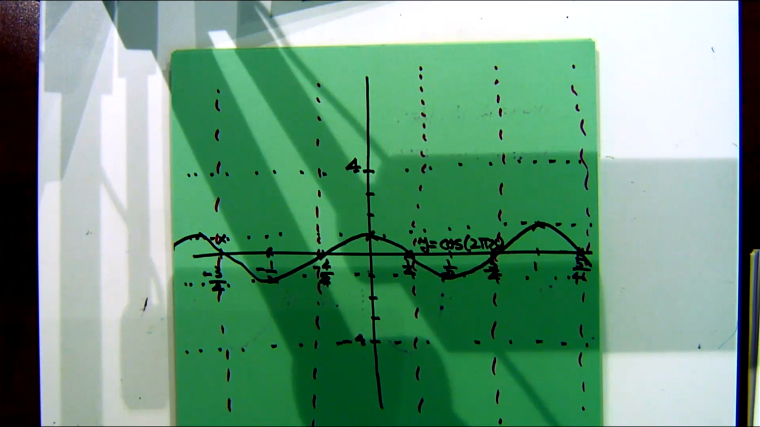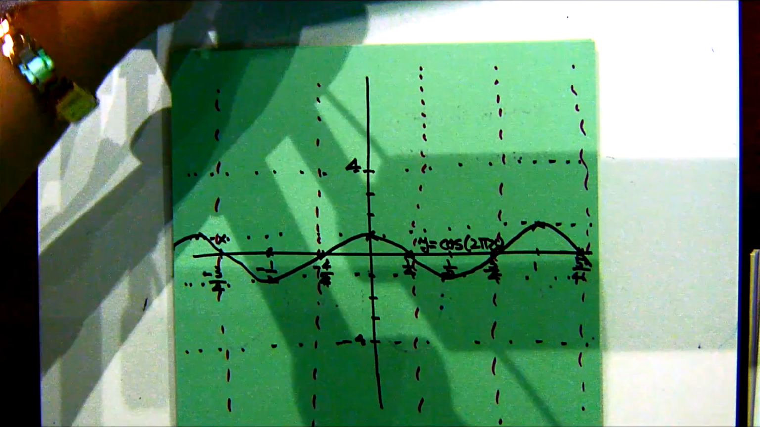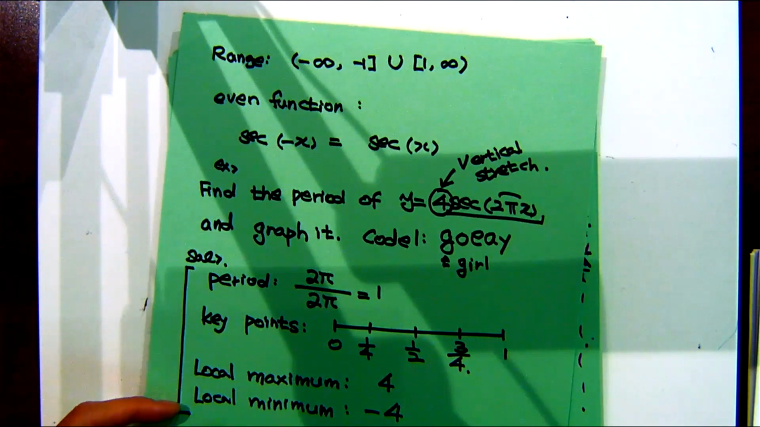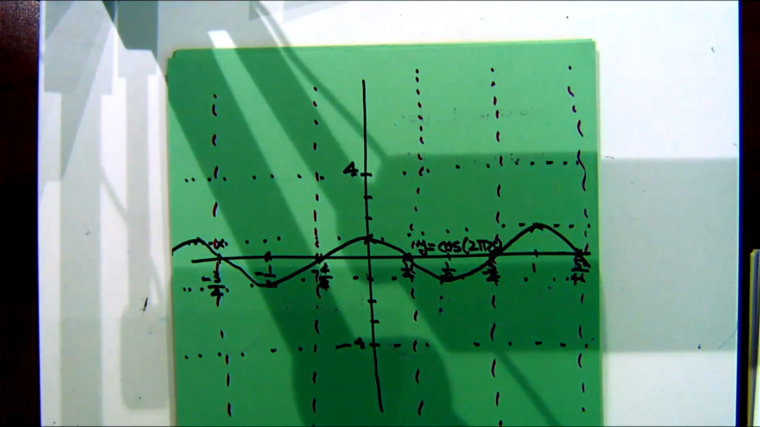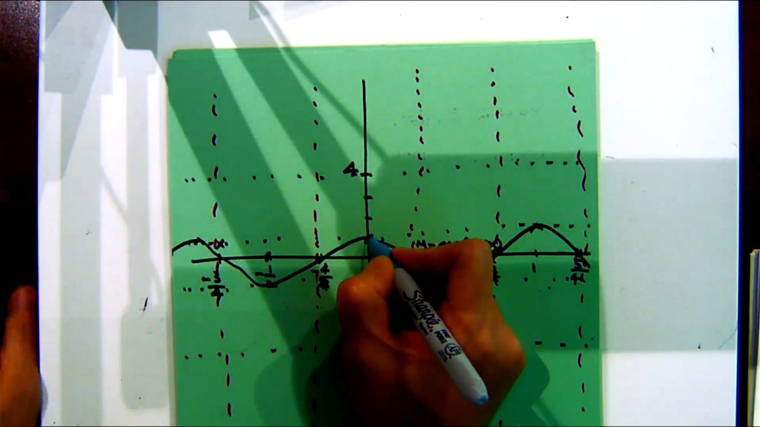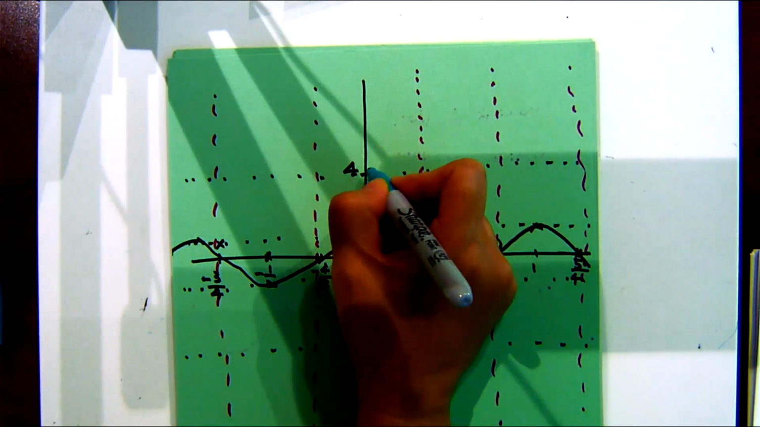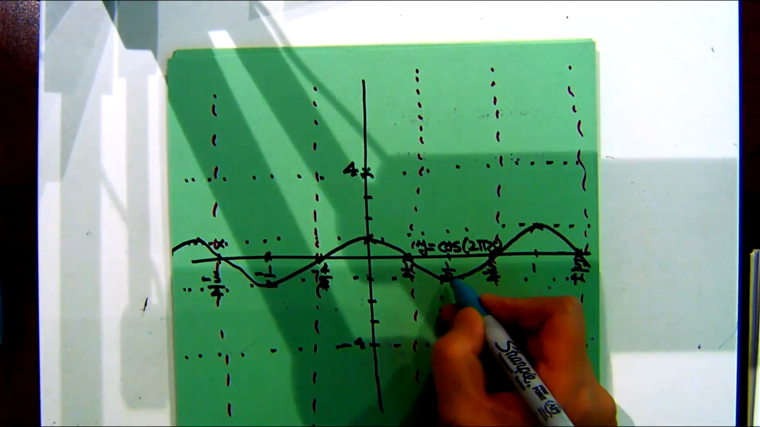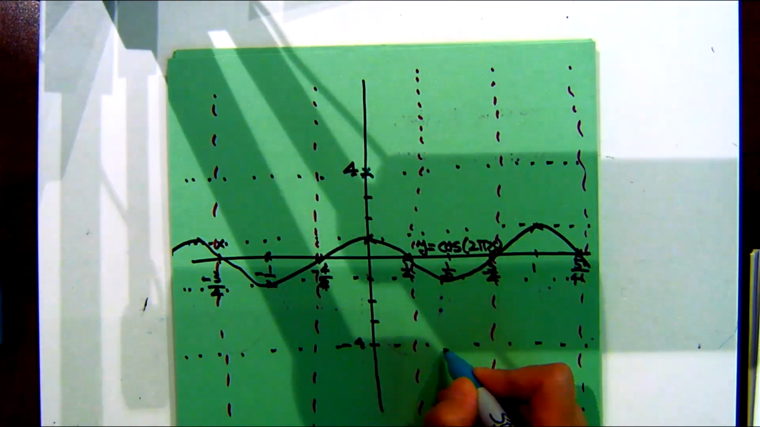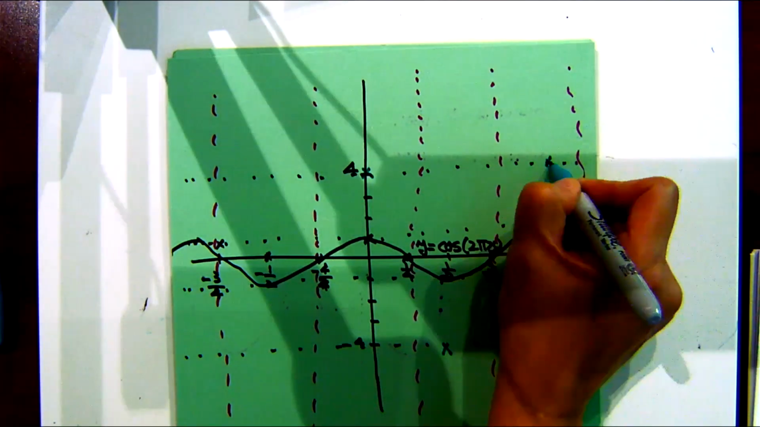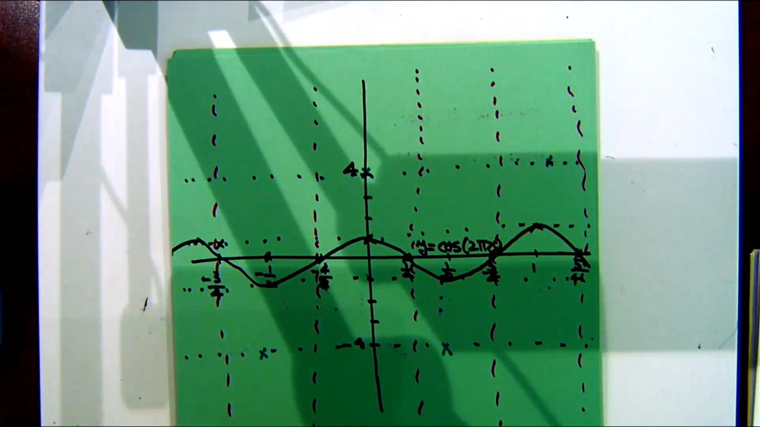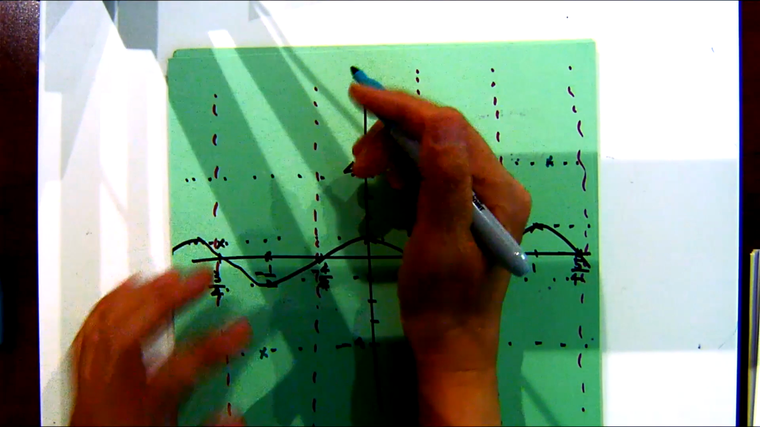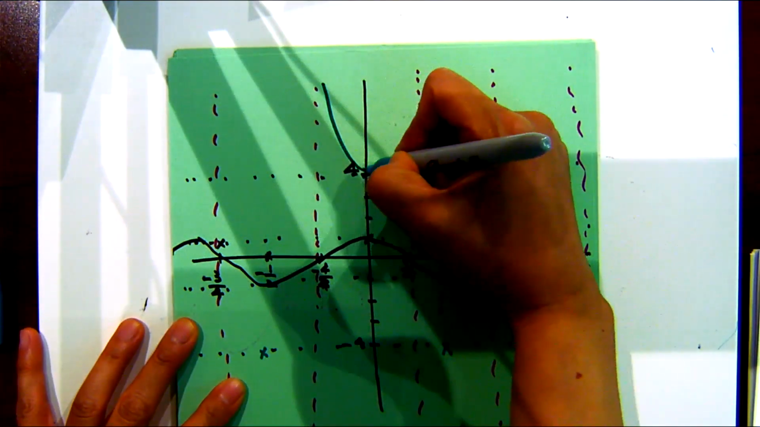Then we will use the local maximum and local minimum because of this 4 multiplied to secant. So the local maximum becomes 4, and the local minimum becomes -4, and so on, right? I already explained that it should be a flipped position relative to the vertical asymptotes. So it will look like this.